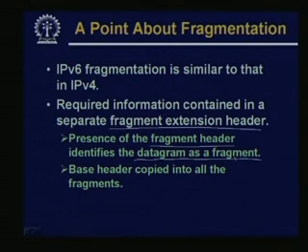If a packet gets fragmented, then the base header gets copied into all the fragments. The optional fragment header along with the offset and other information will get appended or added to the different fragments, and that is done exactly in the same way as in IPv4. So, there is not really much difference out there.